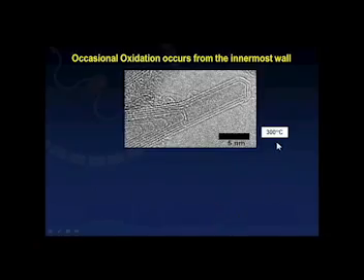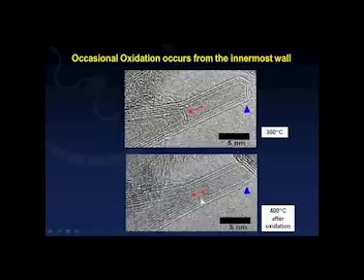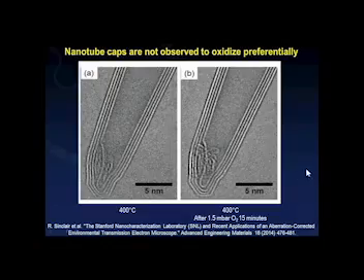Occasionally, we would also find oxidation starting from the innermost wall, as we can see by comparing these two images. Presumably, this could be the result of oxygen infiltrating from the other end of the carbon nanotube, which might be an open end. And unlike what had been previously thought and reported in the literature, carbon nanotubes are not found to oxidize at their tube caps at all.